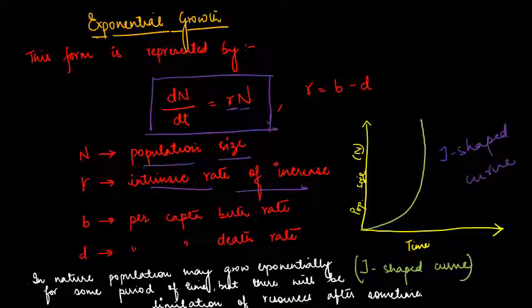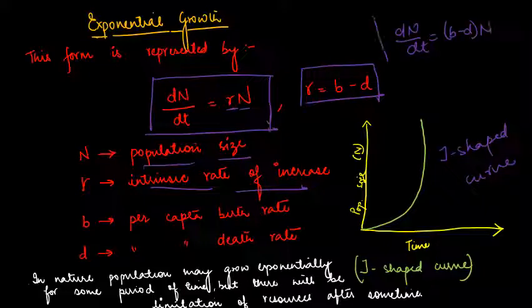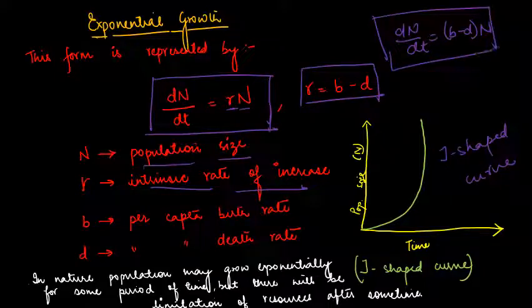Now this R, how can you find out this R? R can be found out by B minus D. Now what is B minus D? B is birth rate and D is death rate. You can also replace dN by dt is equals to B minus D into N. This also can be a formula, right? So this formula we use to define the exponential growth.